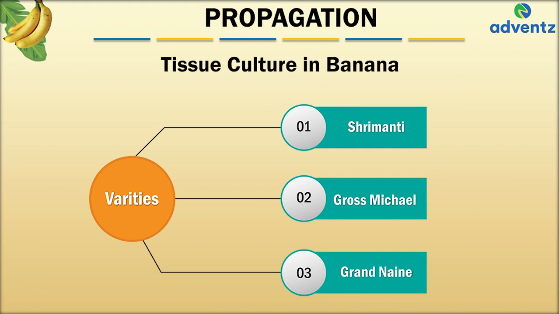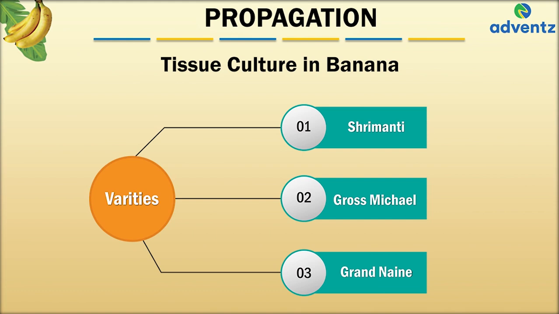The next one is tissue culture banana. Banana plants are also propagated through tissue culture. Varieties like Shrimanti, Gros Michael and Grand Nain are commonly produced using tissue culture technique. How does the tissue culture method work?